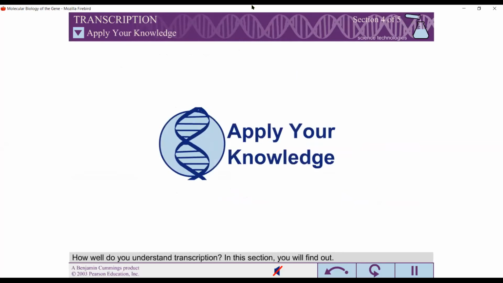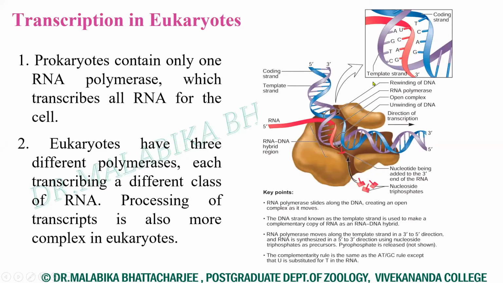So with this, we come to the end of our summary class. Now we start with eukaryotic transcription. In prokaryotes there is only one polymerase, while eukaryotes have three different polymerases, each category transcribing a different class of RNA. That is the first difference between the enzymes that transcribe RNA.